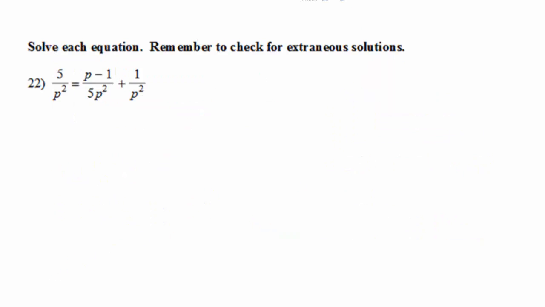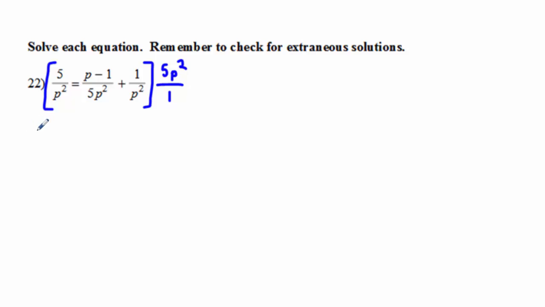22. Let's solve this equation. This is what was on our last test. So we need to come up with a common denominator for p squared, 5p squared, and p squared. It definitely needs to have p squared, but it also needs to have 5. So we're going to multiply everything by 5p squared.